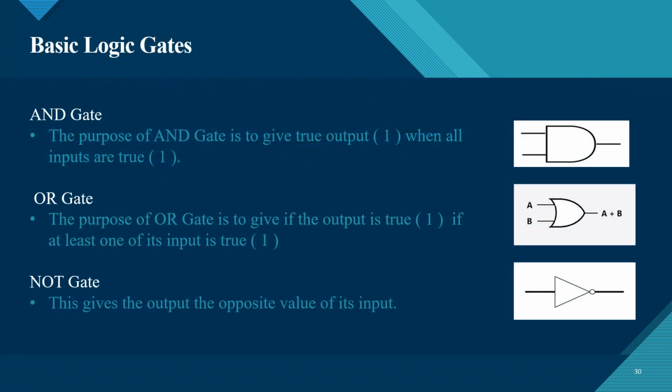There are three basic logic gates: AND gate, OR gate, and NOT gate. AND gate. The purpose of the AND gate is to give a true output when all inputs are true. OR gate. The purpose of the OR gate is to give a true output if at least one of the inputs is true. NOT gate. This gives the output the opposite value of the input.